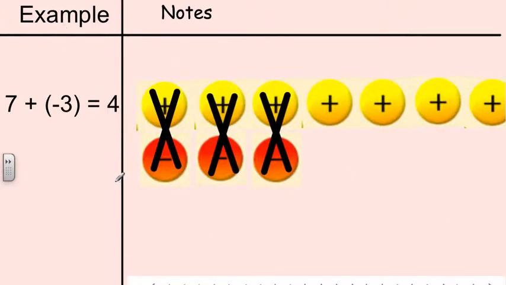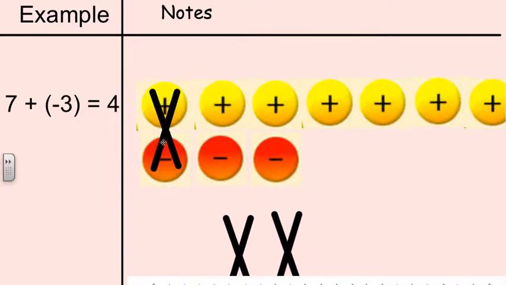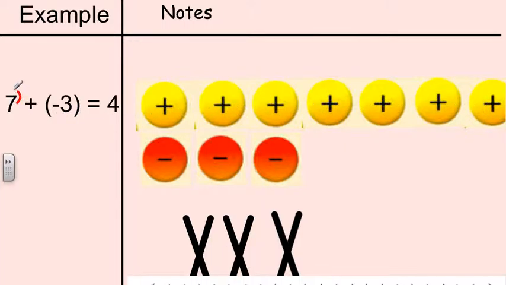So let's look at an example here. We're a step ahead of ourselves with these x's, so I'm going to slide them down really quick so we can talk about what's going on here. This top row has 1, 2, 3, 4, 5, 6, 7. It has 7 positives representing this positive 7 right here. The bottom row has 1, 2, 3 negatives, represented right there.